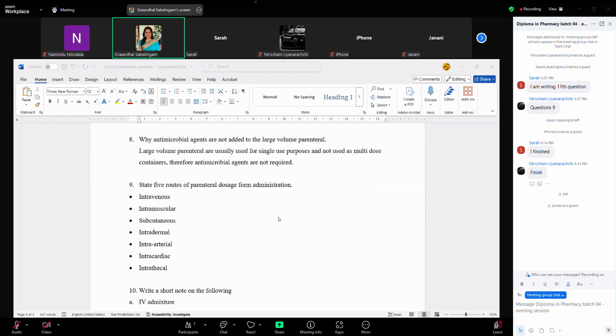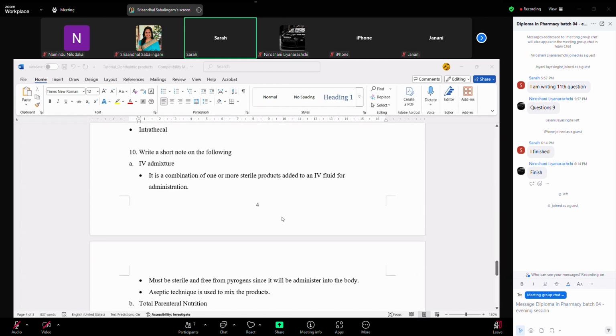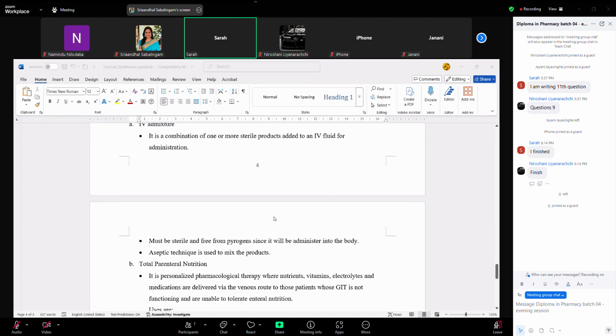And question number 10, write a short note on the following. Can some of you read your answer? Preparation of sterile solutions for intravenous administration involves combining two or more medications or substances. It is administered to those who cannot take medication orally or need a rapid onset of action. Multiple drugs are administered in a single infusion.